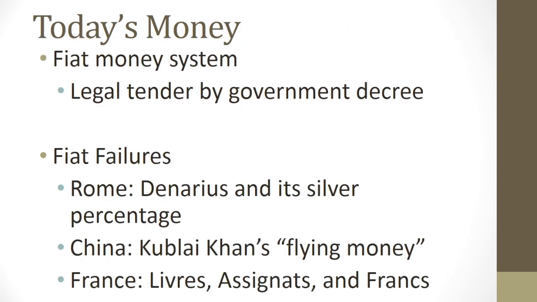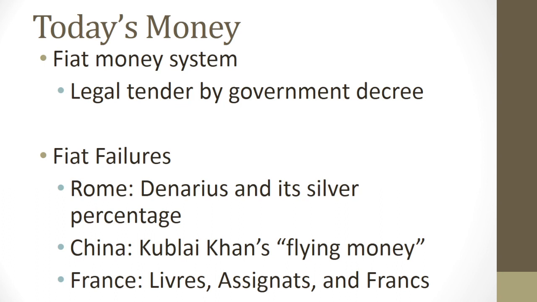As I said earlier, our money gets its value only from our confidence in it. So what we call that is a fiat money system. Now the word fiat literally means legal tender by government decree, okay? So it's just saying that that dollar is worth $1 because the government says it's worth $1. If people lose confidence in our government, then our money will no longer be worth what we think it is.